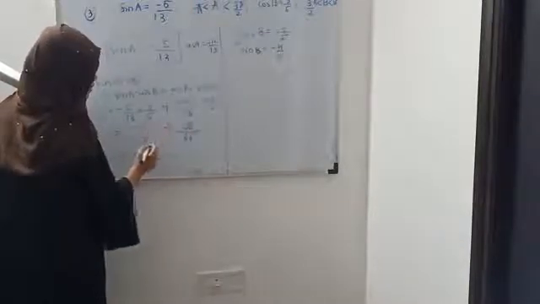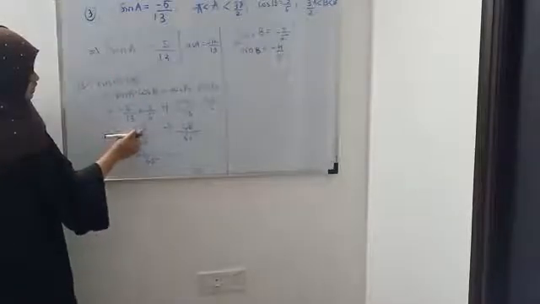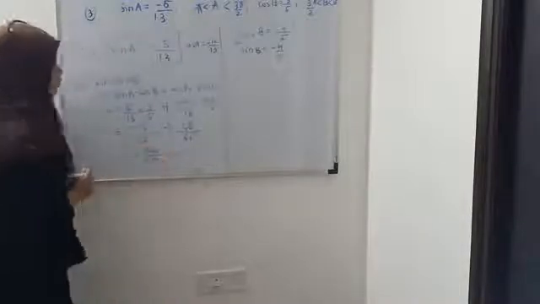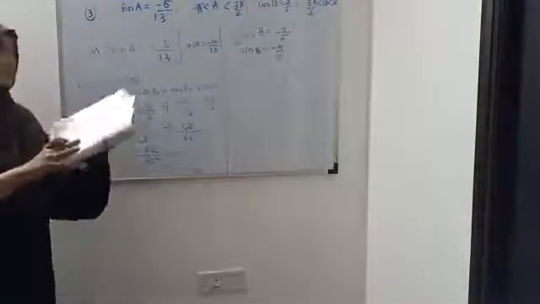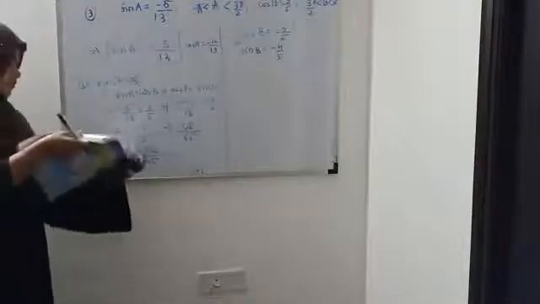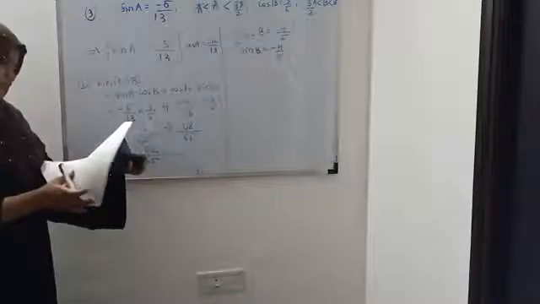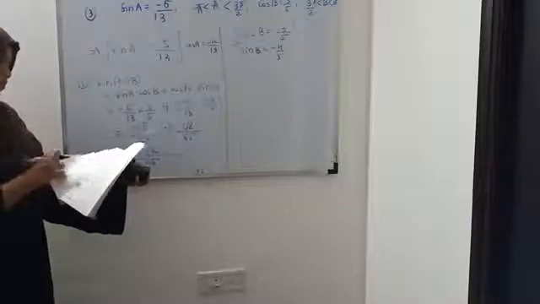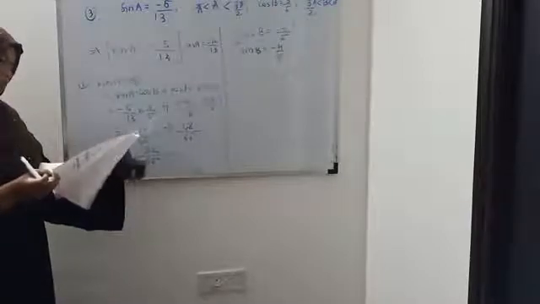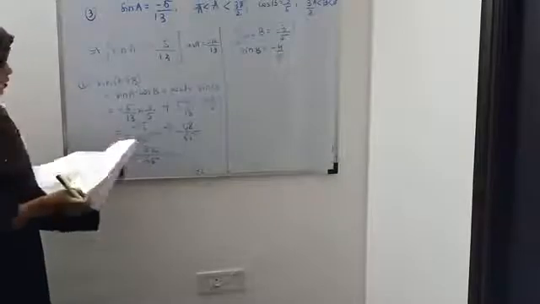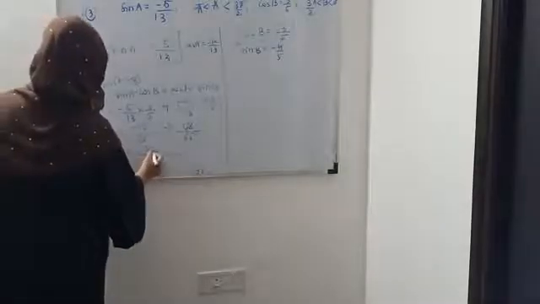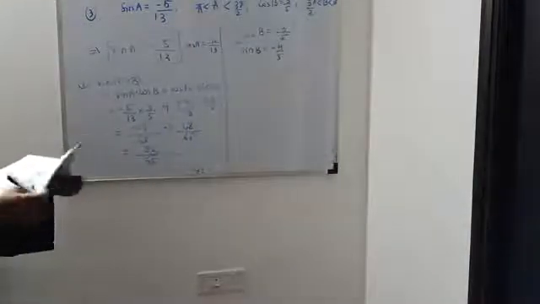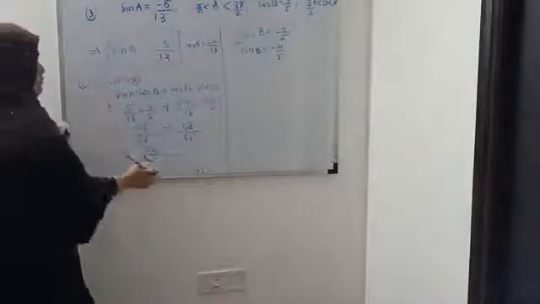48 minus 15 is equal to how much? It is 33. So 33 upon 65. Let's check the answer. Yes, it is 33 upon 65. So the value of sin (A plus B) is this.